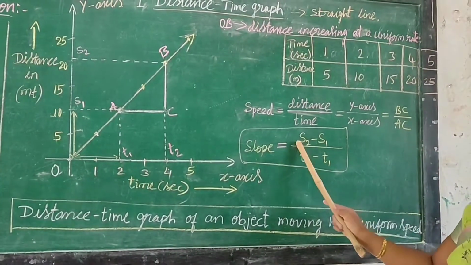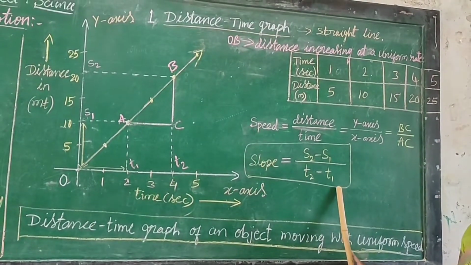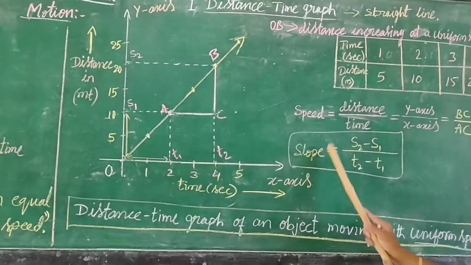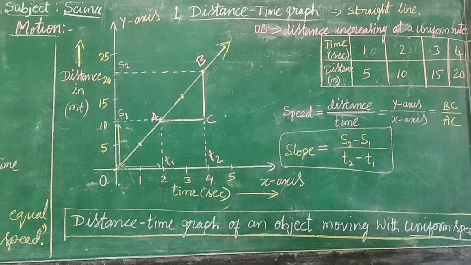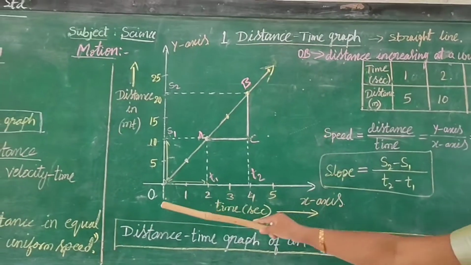So distance is S2 minus S1 and time is T2 minus T1. Then I will get the slope, that is the speed of our object.